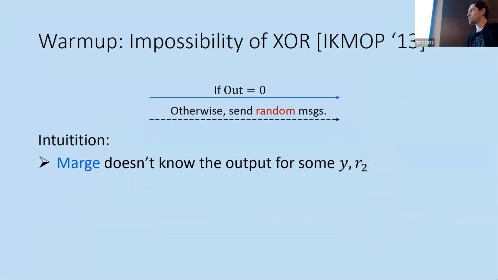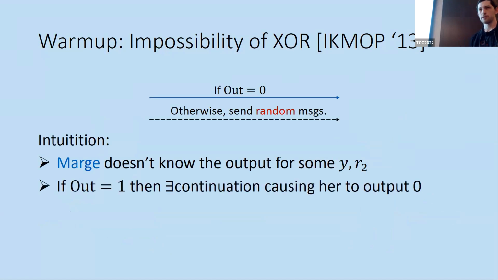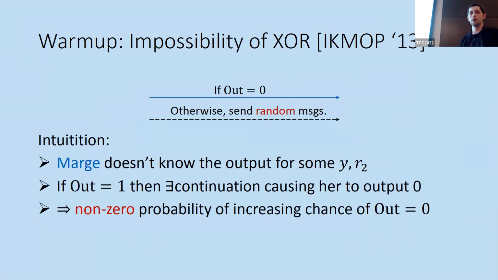So why does this work? Well, intuitively, Marge still doesn't know the output for some choice of Y and R2, so there exists some probability that she hasn't learned the output yet. This means that if the output is supposed to be 1, then there exists a continuation that will cause it to output 0. And because Homer sends messages that are completely random, this means that there exists some non-zero probability of increasing the chance of Marge outputting 0.